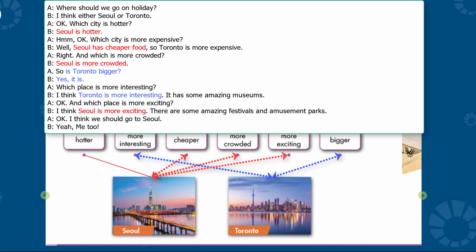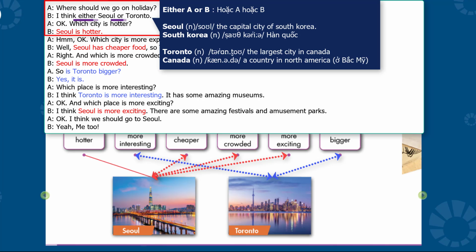Okay. Now let's see. Where should we go on holiday? Chúng ta nên đi đâu cho kỳ nghỉ? I think either Seoul or Toronto. Tôi nghĩ là hoặc là Seoul, hoặc là Toronto. Ok, ở đây mình có gì? Either or, có nghĩa là hoặc A hoặc B. Ok, either A or B. That means hoặc A hoặc B. Ok, hoặc là Seoul, hoặc là Toronto.